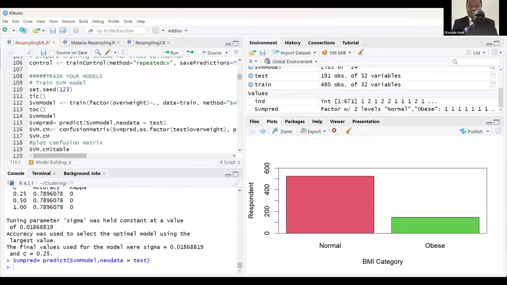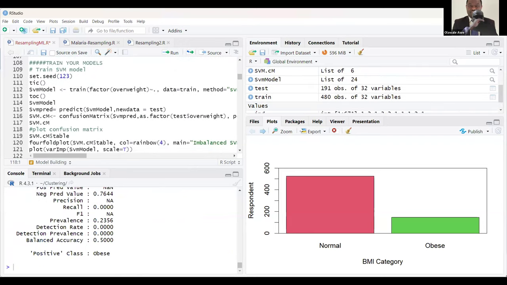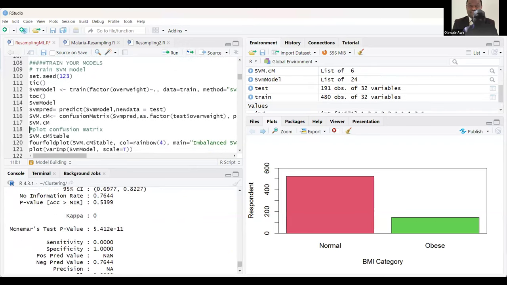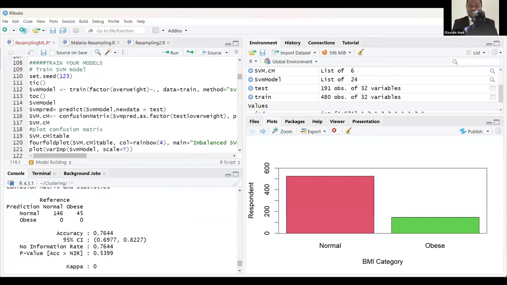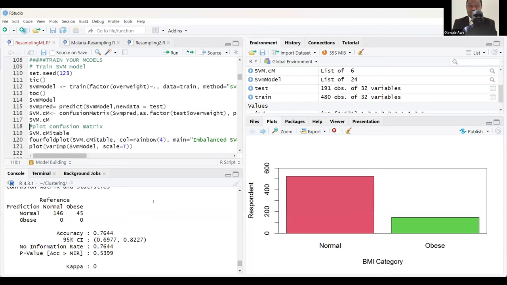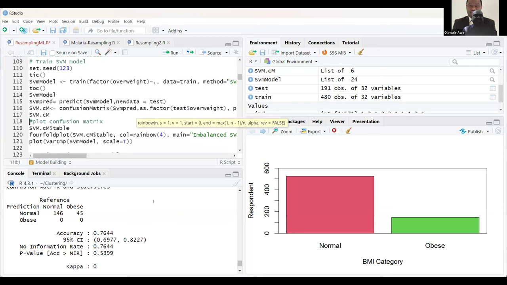Let's see the accuracy and the other metrics. Look at this, having a high accuracy of 76%, but it's performing poorly. This is the confusion matrix. It's performing poorly on the true negative rate. And let's see the others.